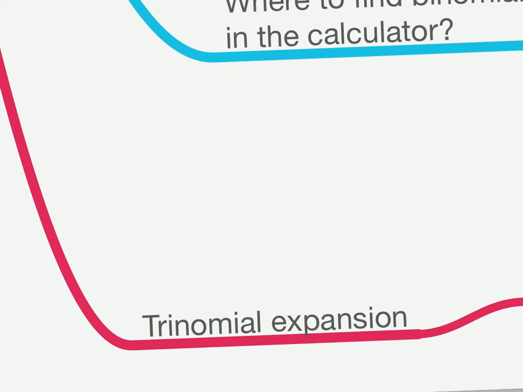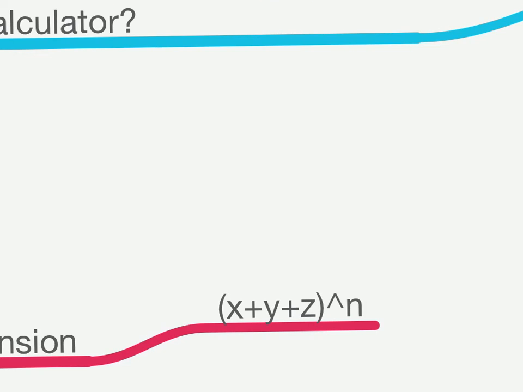Finally, if a trinomial expansion existed, what would it be? I think a trinomial expansion would look something like this: (x plus y plus z) to the n.